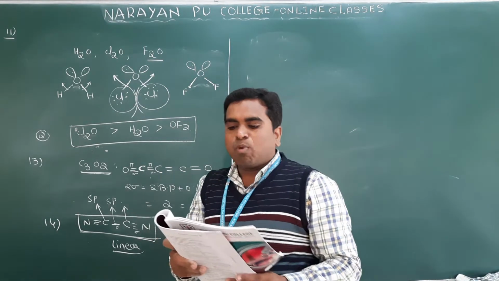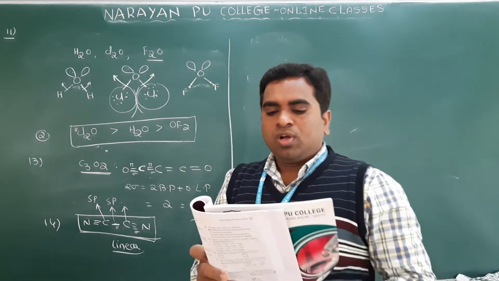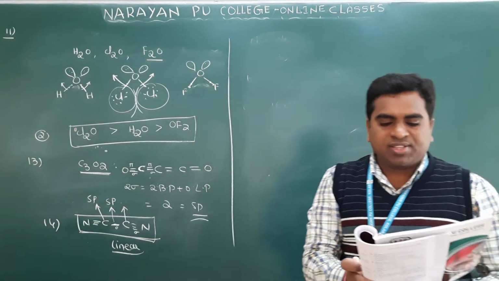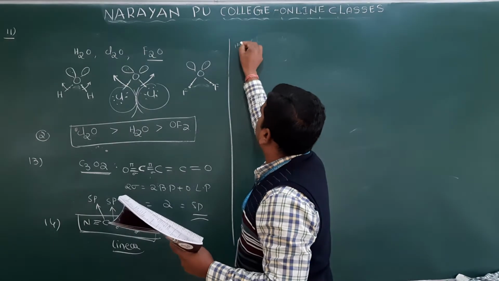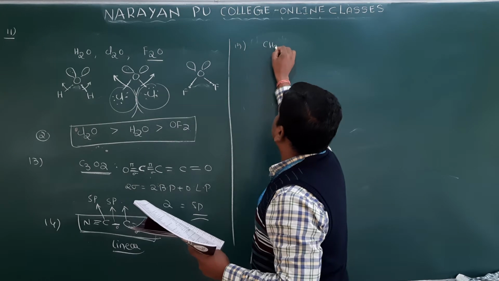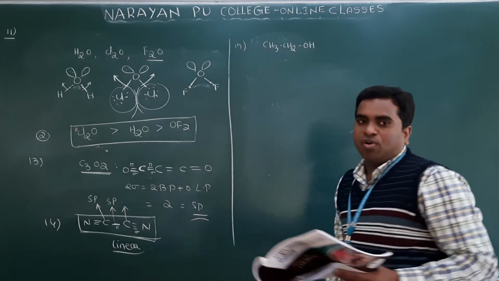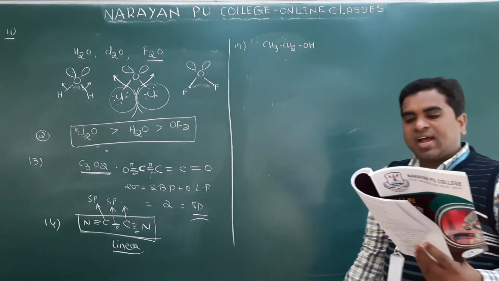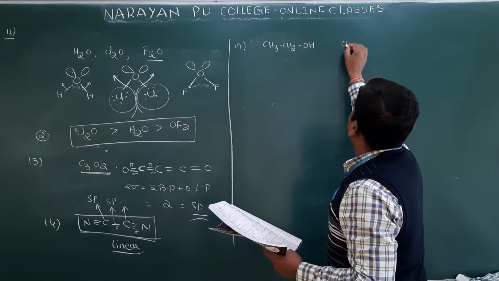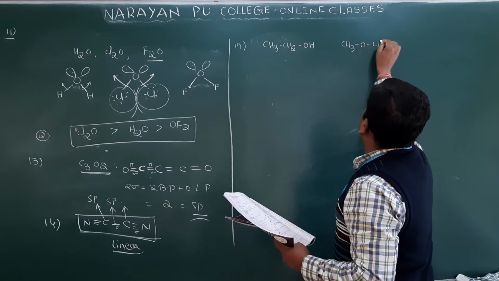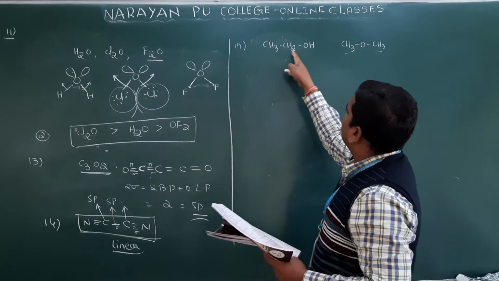Ethanol has a higher boiling point than dimethyl ether, though they have the same molecular weight. This is due to ethanol. What is the formula of ethanol here? The formula of ethanol is CH3CH2OH. This is the ethanol formula. Clear? And dimethyl ether means methyl, O, methyl. This is dimethyl ether, and this is ethyl alcohol.